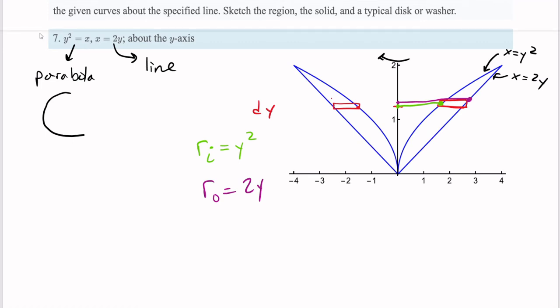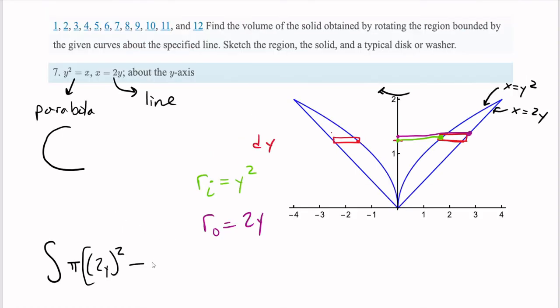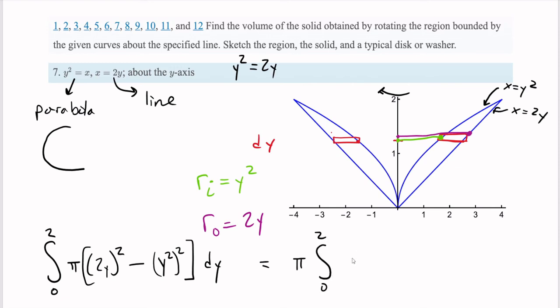Okay, what's my formula? It's the integral of pi times the outer radius squared minus the inner radius, which is y squared, and that gets squared too, don't forget, dy. Now my bounds are when these are equal. When does y squared equal 2y? Algebraically, not too bad to solve. That's just 0 and 2, but do your practice there. So that's pi times the integral from 0 to 2 of 4y squared minus y to the 4th dy, which we can do.